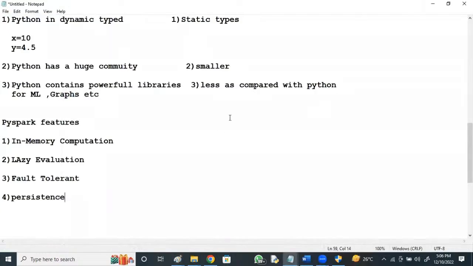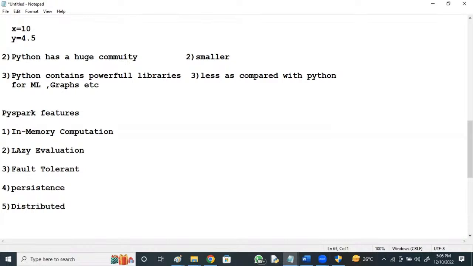In-memory computation, lazy evaluation, fault tolerance, persistence, and distributed and parallel processing. The main feature you can see within this is parallel processing. Now, real-time usage of PySpark: where exactly is PySpark used in real-time scenarios?